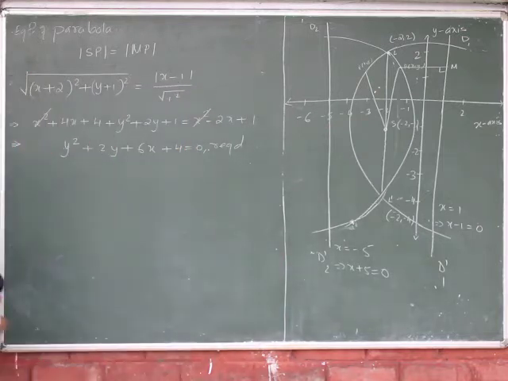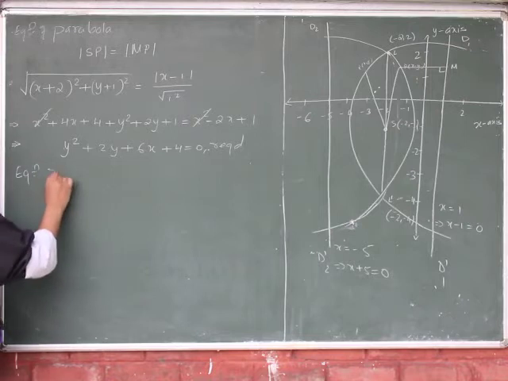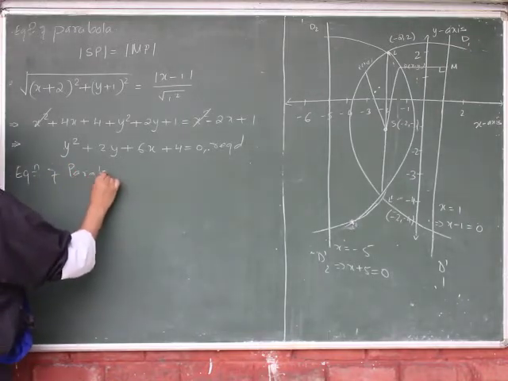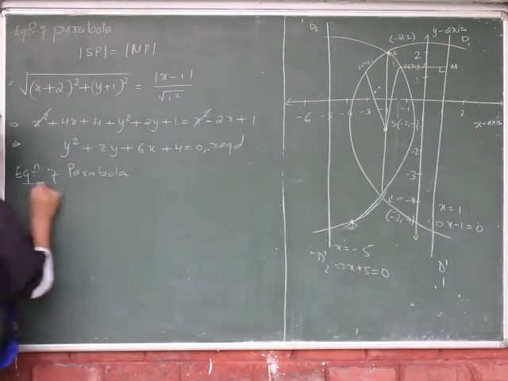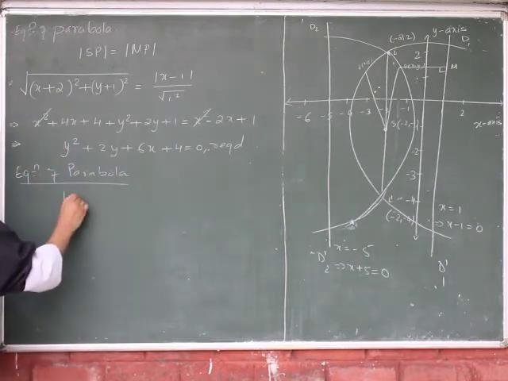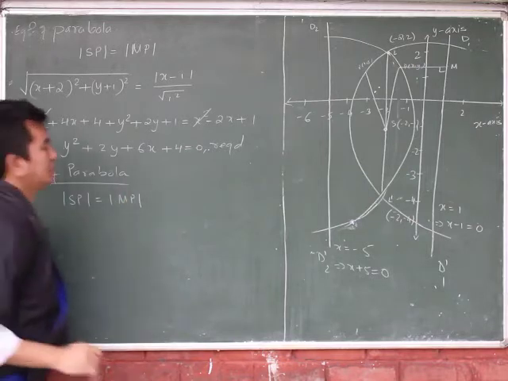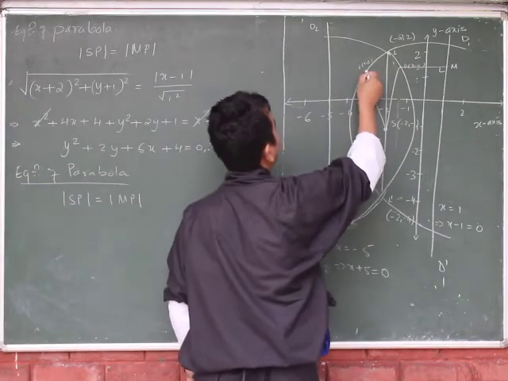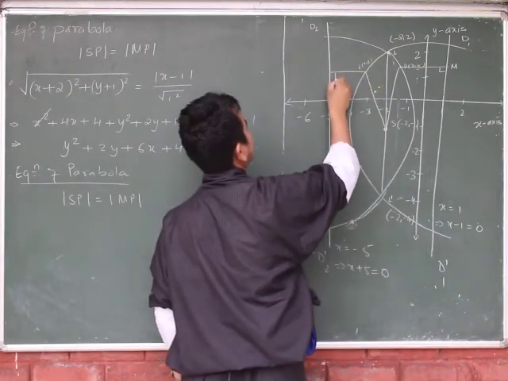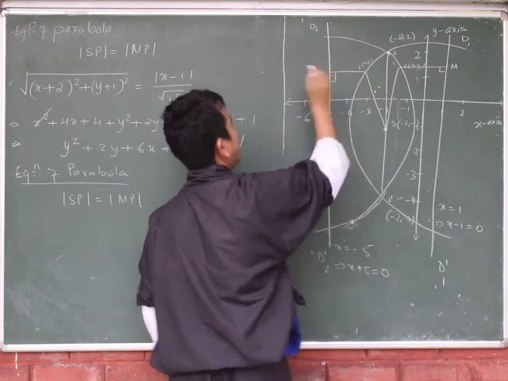Let me go with another one. Equation of the parabola for concave left. As usual, modulus of SP is equal to modulus of MP. So I have taken point P here, joined with this directrix. Say this is 90 degrees, and say this is point M.